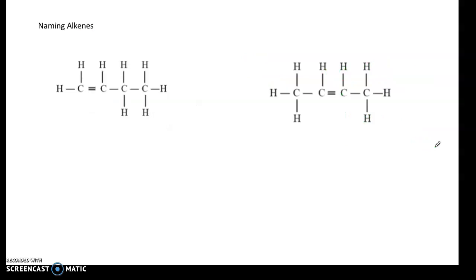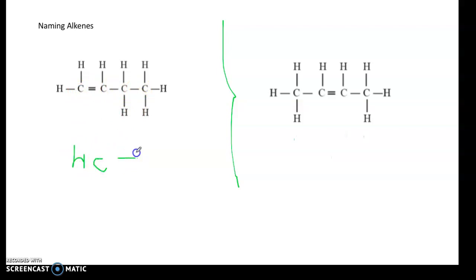on to alkenes. So alkenes, now you see this is a little bit different, because now we see the double bond right here and right here. These are two separate examples, right? So we see the double bond right there. Let's go ahead and still count how many carbons we have. We have 1, 2, 3, 4. So we have 4 carbons.